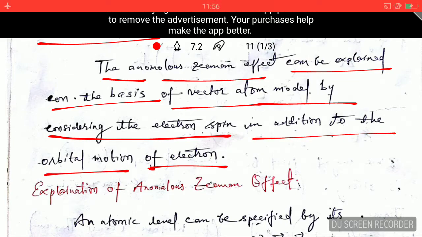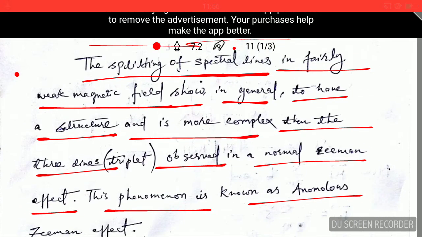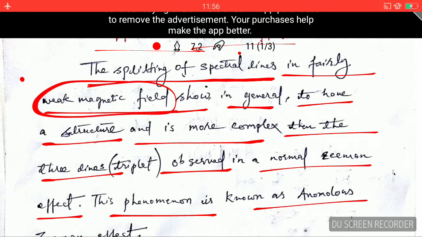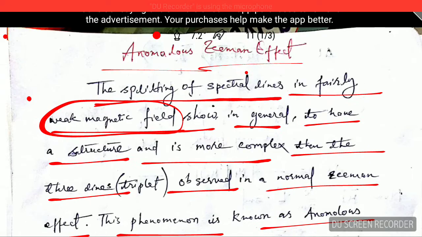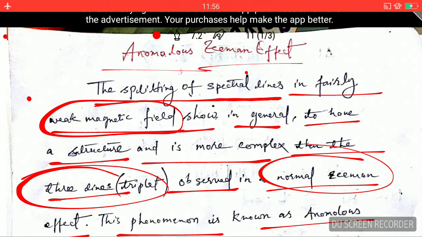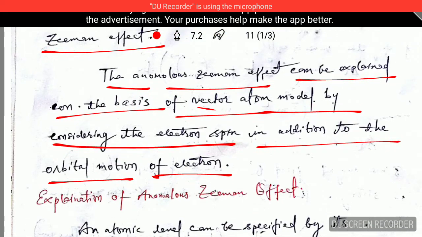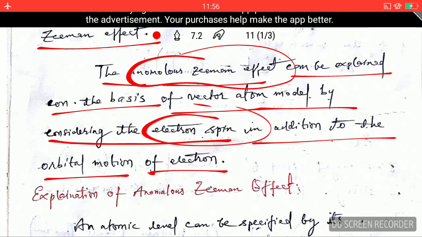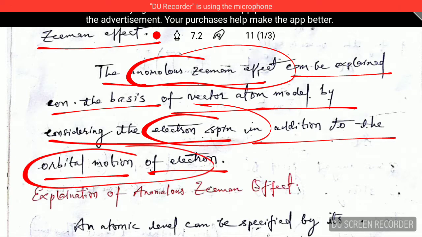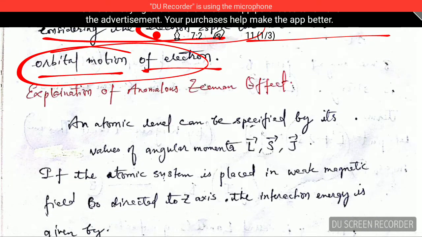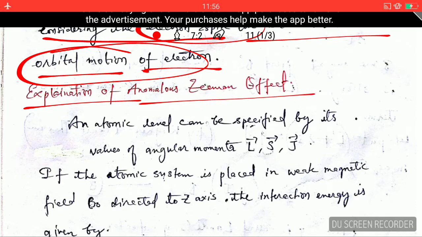In the anomalous Zeeman effect, the magnetic field used is a weak magnetic field, and this shows an even more complex structure than the three-line structure observed in the normal Zeeman effect. In order to explain the anomalous Zeeman effect, the electron spin as well as the orbital motion of the electron is taken into consideration. Now let's look at the explanation of the anomalous Zeeman effect.